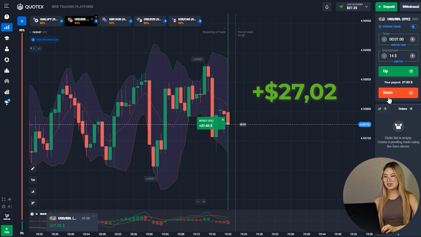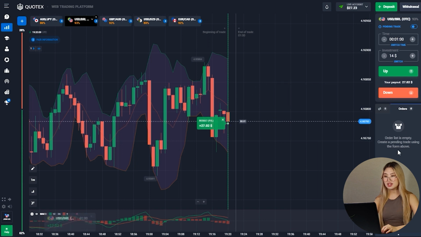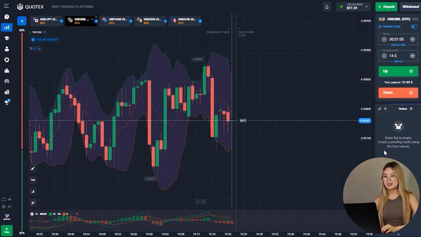Well guys, another awesome trade. As you can see, my balance is getting bigger and bigger each time. And yes, if you start trading with such small amounts, for example $10 or $5, then be prepared that you will not be able to accumulate your balance quickly, but with small steps you can reach a big goal.